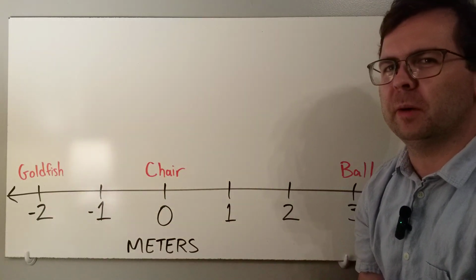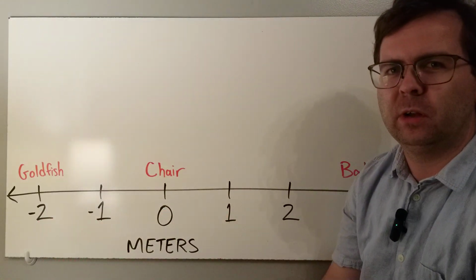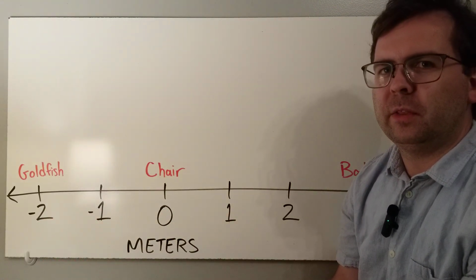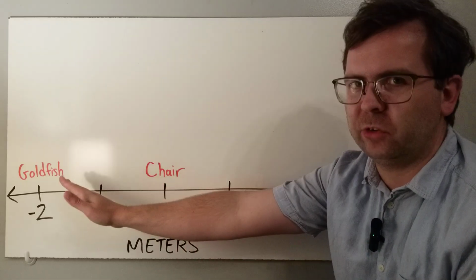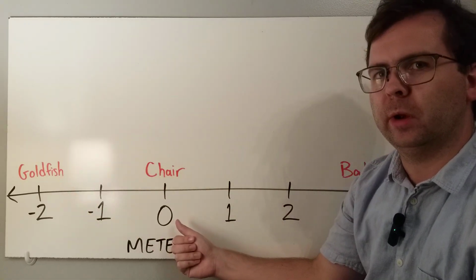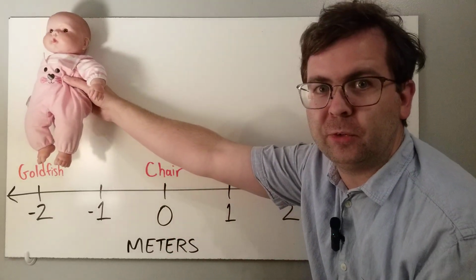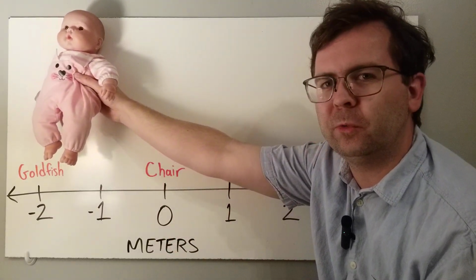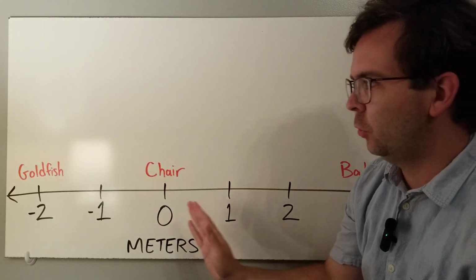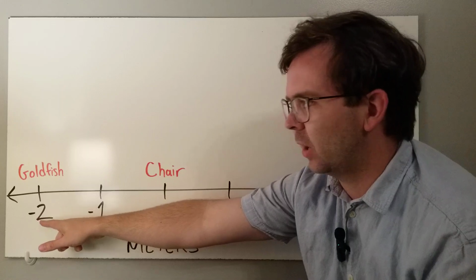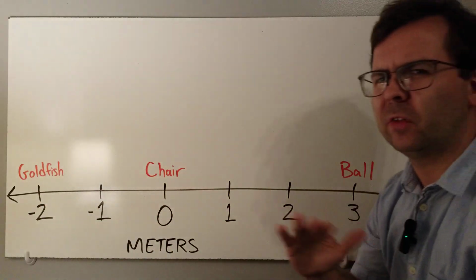And that's the key thing about physics: when you see a negative sign for a vector like position, the negative really doesn't mean anything other than the direction that it is from our reference point. So if we set 0 to be the chair, the goldfish is to the left of the chair, and therefore the goldfish is at a position of negative 2 meters. It's 2 meters from the chair, but the negative sign tells us it's to the left of the chair rather than to the right. That's all the negative sign means.